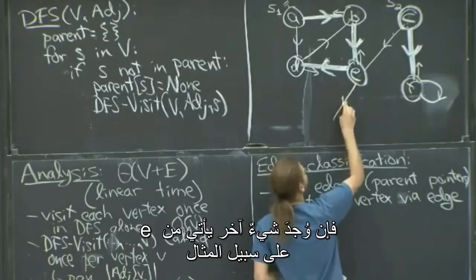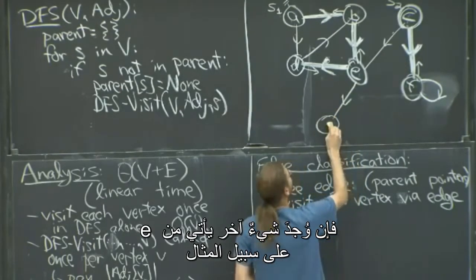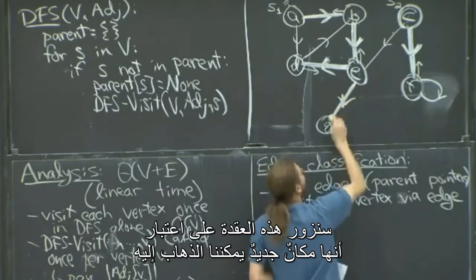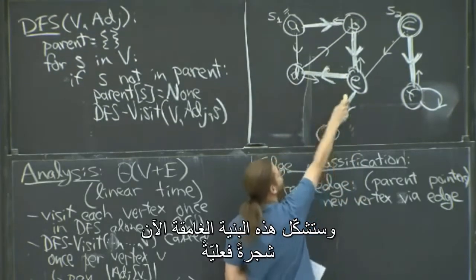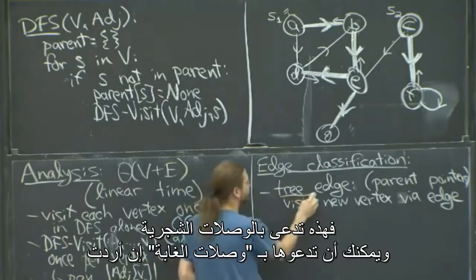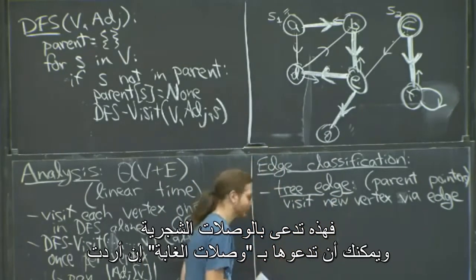So for example, if there was another thing coming from E here, let's modify my graph, we would at some point visit that edge and say, oh, here's a new way to go. And now that bold structure forms an actual tree. So these we call tree edges. You can call them forest edges if you feel like it.